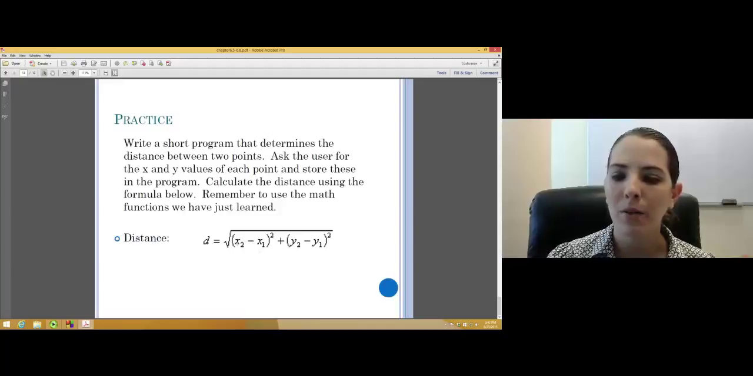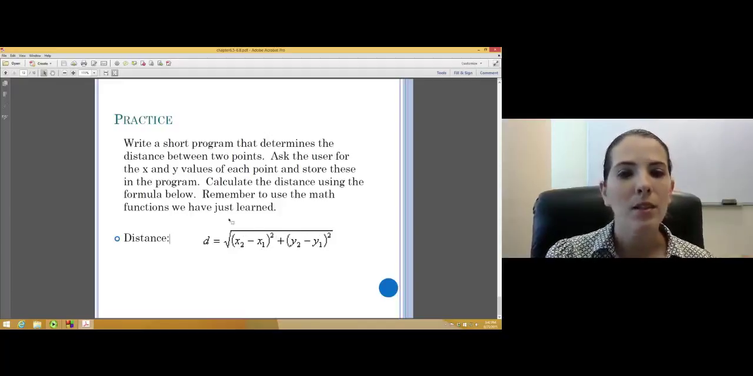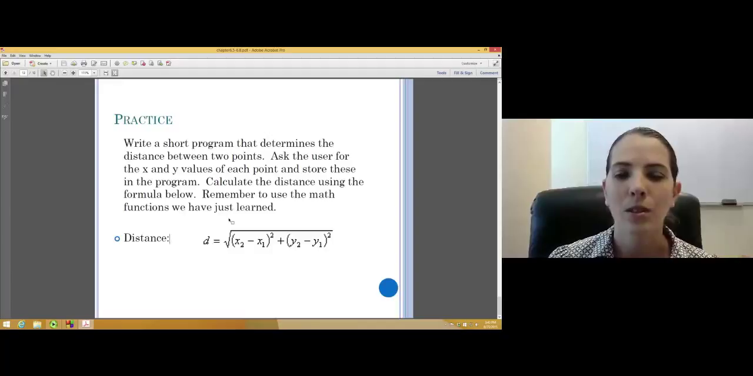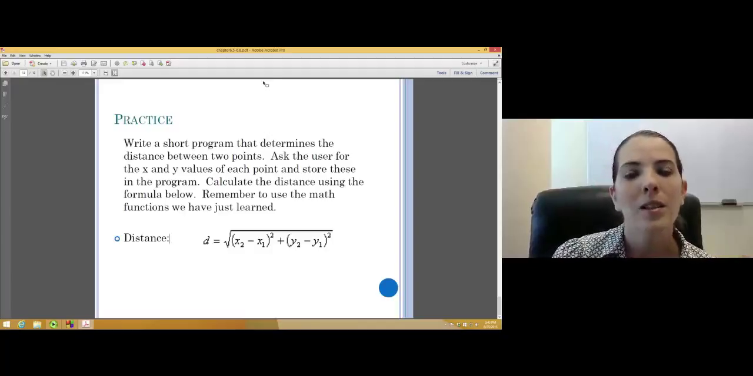We can use the power function to figure out this value raised to, and the square root function to take the square root of this overall value here. And that should give you the distance. So go ahead and work on that. Don't forget to print out the resultant distance for the user to see, and I'll show you my answer on the web course.